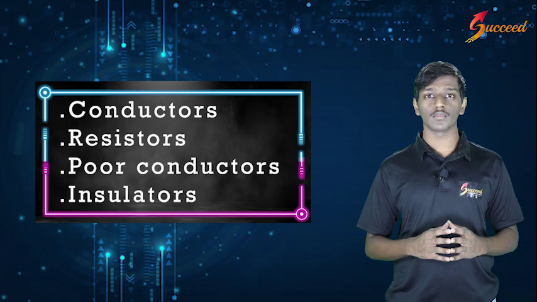Resistance is the property of a substance to oppose or resist the flow of charges. The SI unit of resistance is ohm, represented by Greek letter omega. 1 ohm is defined as flow of 1 ampere of current in the circuit with a potential difference of 1 volt. Based on resistance, the substances are classified as conductors, resistors, poor conductors, insulators. Conductors offer a very less resistance.